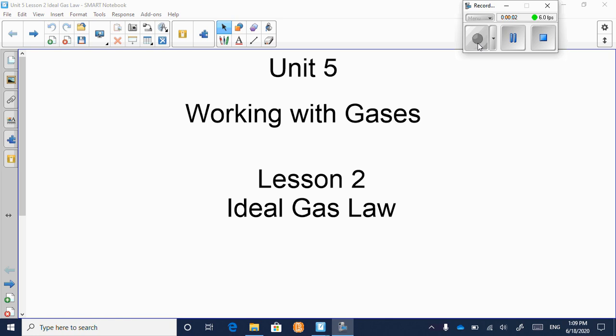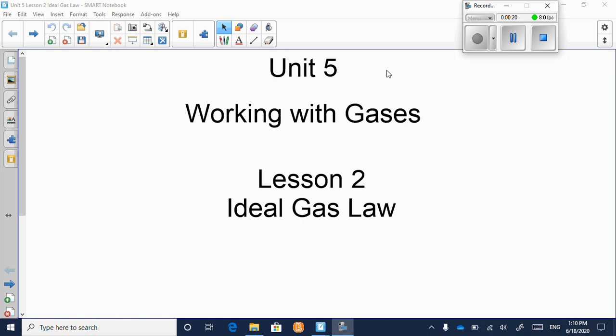Hi, everyone, and welcome to Lesson 2 in Unit 5. And again, this is a very condensed Unit 5. I'm trying to just touch on the major issues so that you guys are aware of what it's like to work with gases in terms of chemistry.